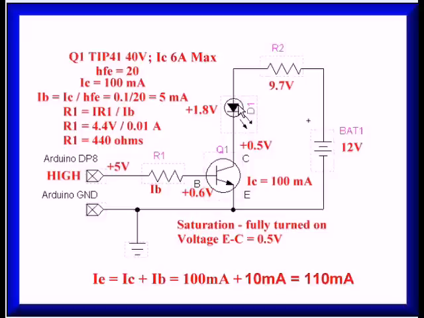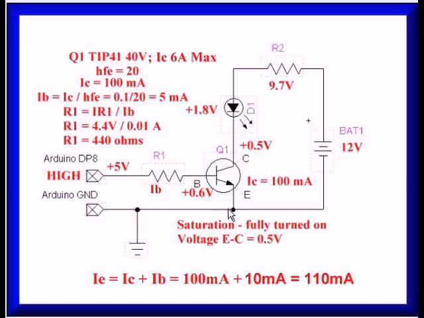Now we come to what is in our transistor. I chose a TIP41. That is an NPN silicon transistor. It has a maximum voltage rating of 40 volts. It has a maximum collector current of 6 amps and has an HFE of 20. What is HFE? That is your DC gain. That's also known as beta.